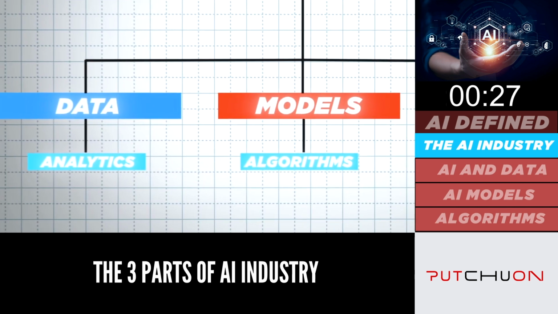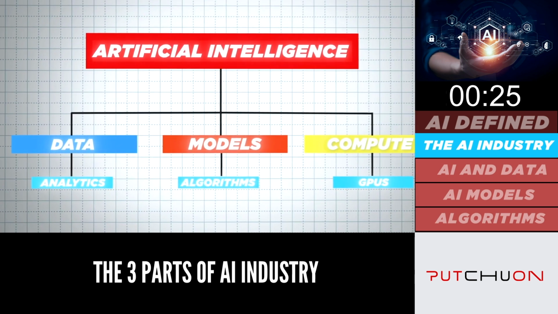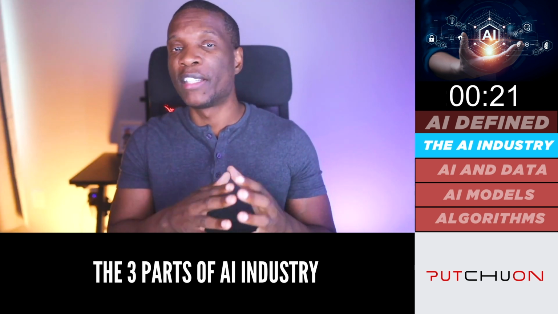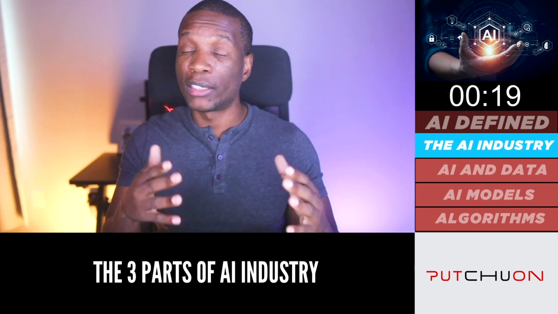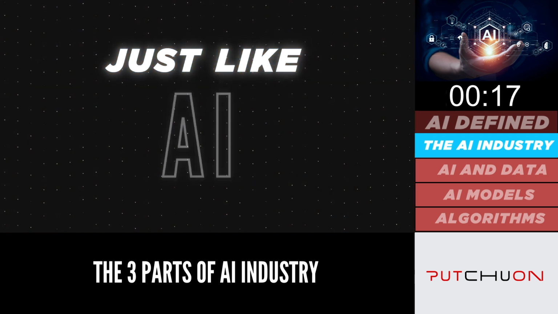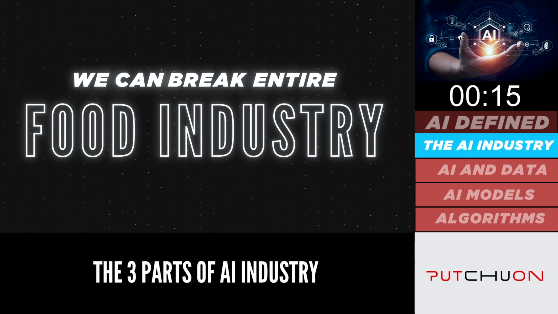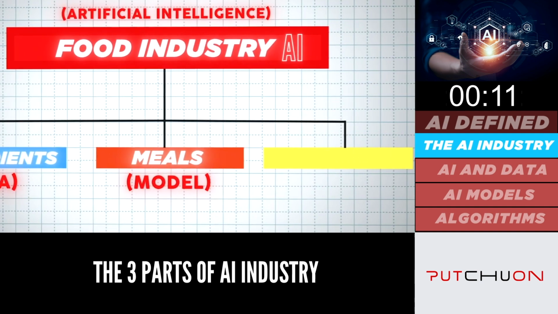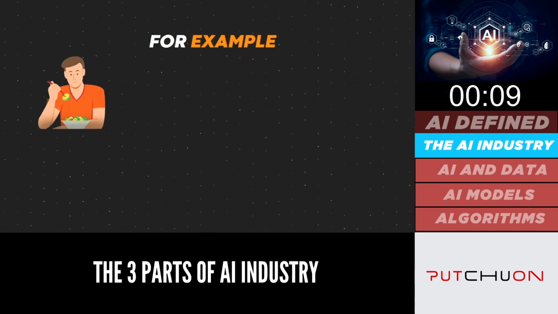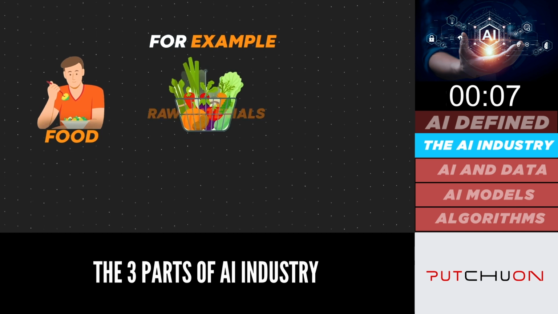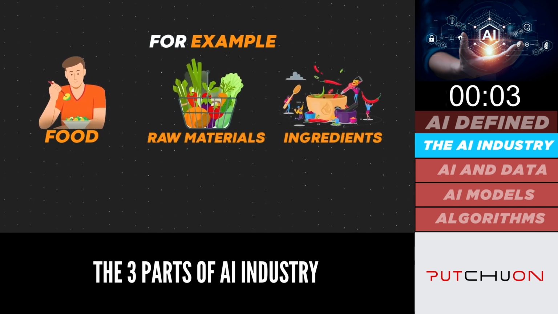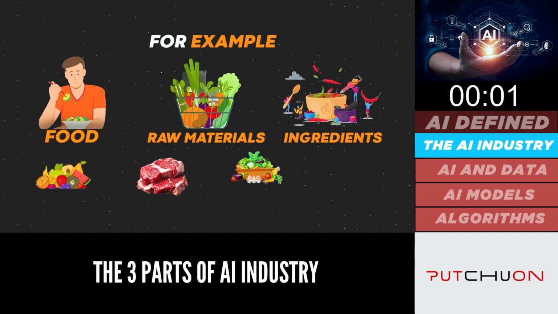But in order for me to explain what all these words mean, I'm going to use a really simple analogy to explain each concept. So, from here on, I want you to think of the entire field of artificial intelligence as food. Because just like AI, we can break the entire food industry down into three main parts too: ingredients, meals, and equipment. So for example, everything that we eat can always be boiled down to the raw materials or the ingredients that it's made of. So that includes everything from fruit to meat to vegetables or grain.